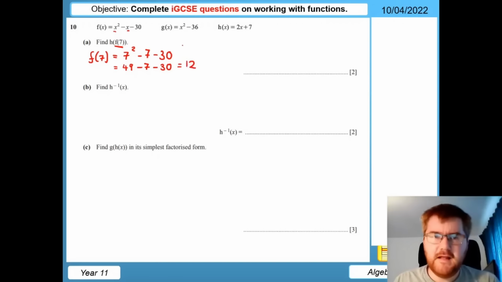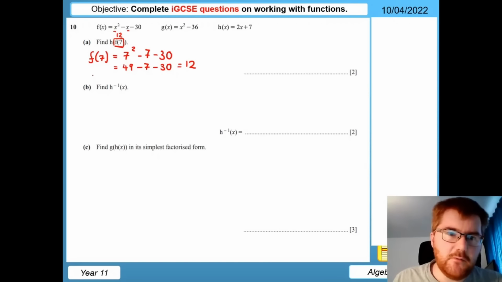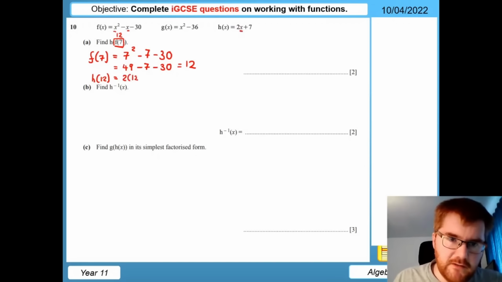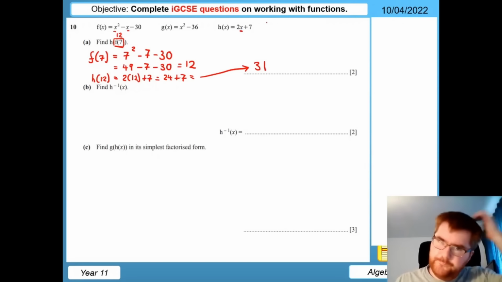Now, this is the key point at this bit here. So we've worked out that this is equal to 12. So all we're going to do at this point is replace that with a 12. So we're going to work out h of 12. So h of 12, wherever I see an x in here, I'm going to change it to a 12. So we get 2 lots of 12 plus 7. So that's equal to 2 times 12 is 24. 24 plus 7 gives us our final answer here of 31.